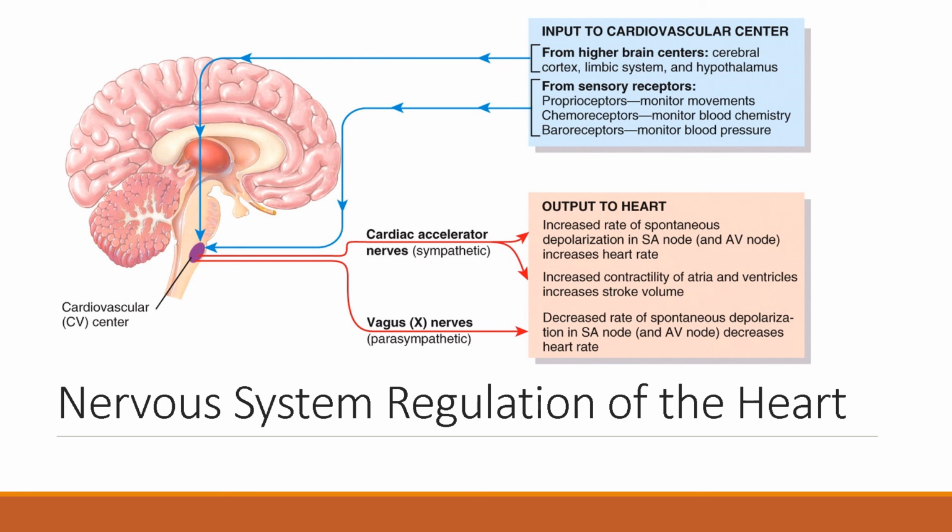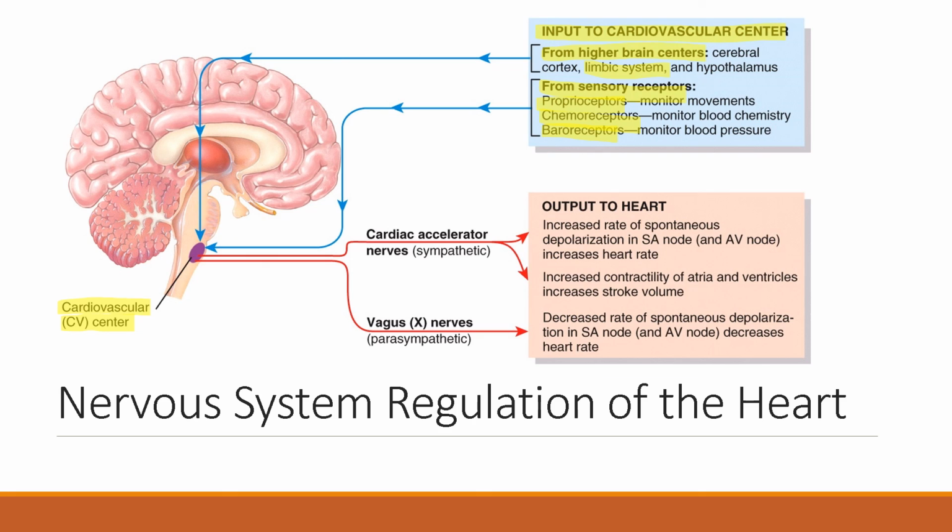Nervous system regulation of the heart originates in the cardiovascular center in the medulla oblongata. This region of the brainstem receives input from higher brain centers and from a variety of sensory receptors. These include the cerebral cortex, the limbic system, and the hypothalamus, but also sensory receptors like proprioceptors, chemoreceptors, and baroreceptors.